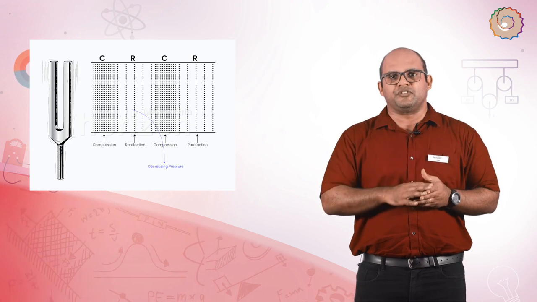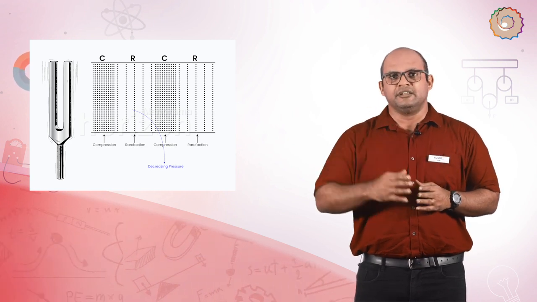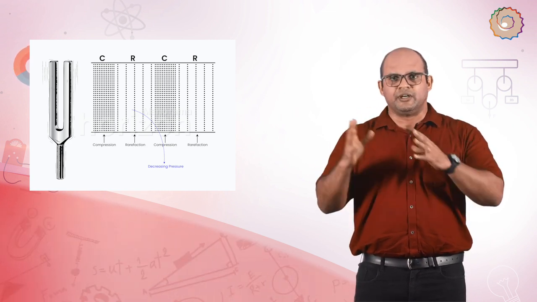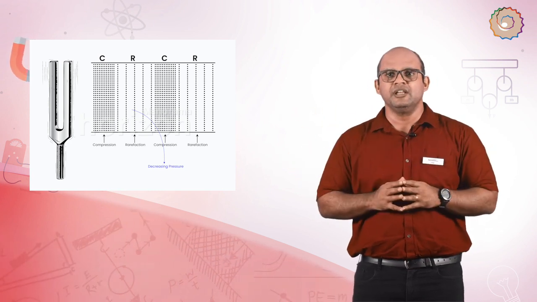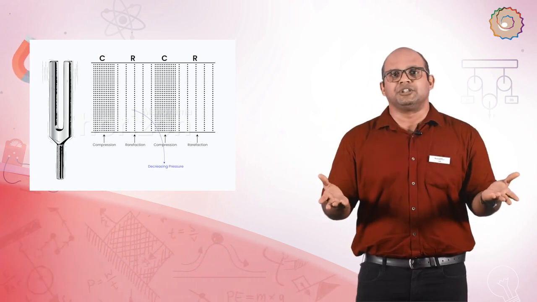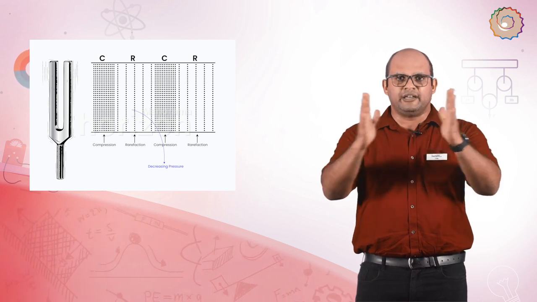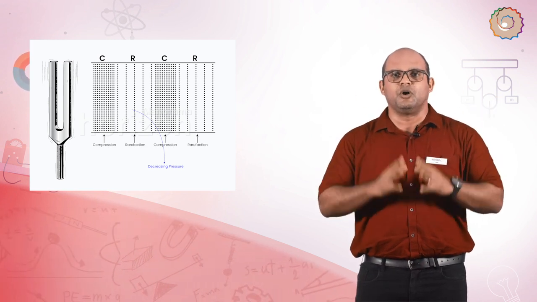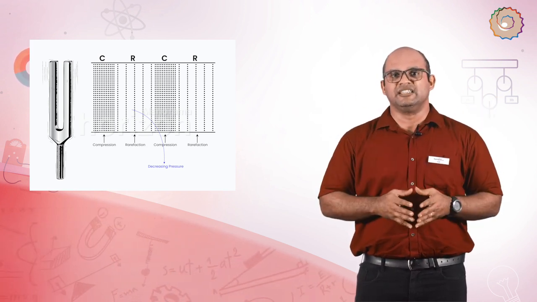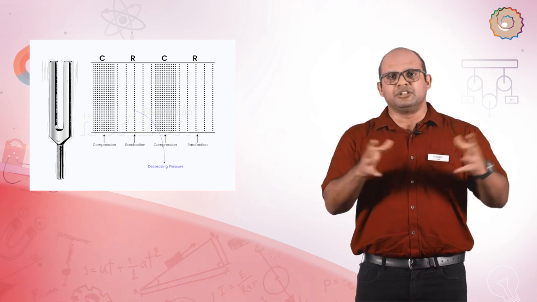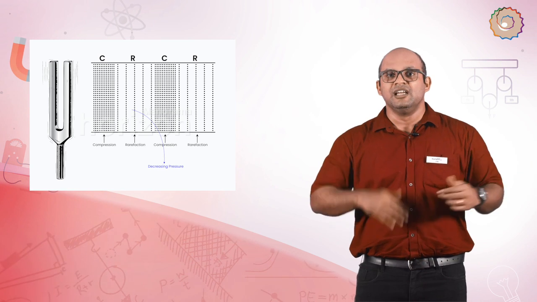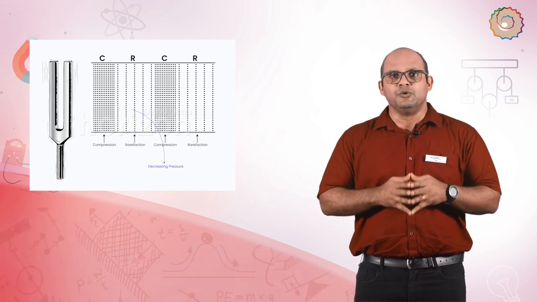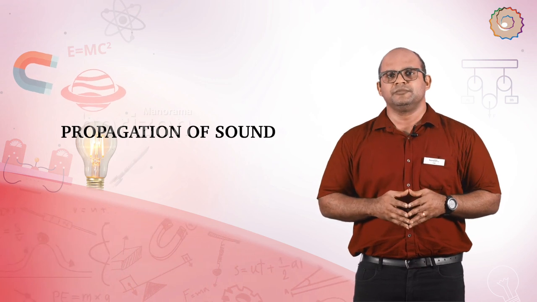And when this process happens again and again, we see alternate regions of compression characterized by high pressure and high density, and regions of rarefaction where the molecules are spread apart. So these are regions of low pressure and low density. It is the progression of these compressions and rarefactions, one after the other, again and again, which produce the experience of sound. Propagation of sound.